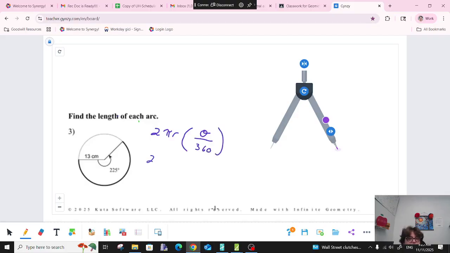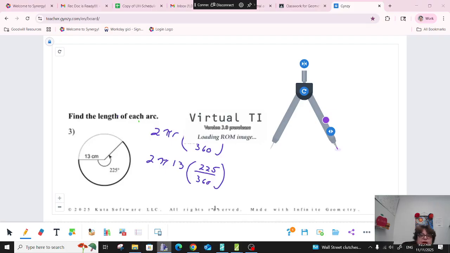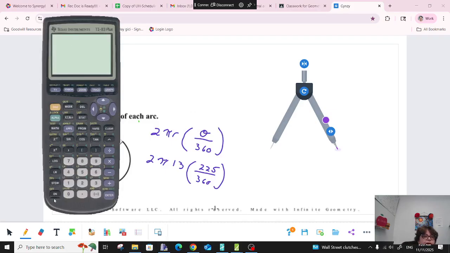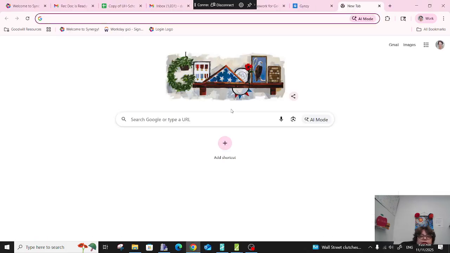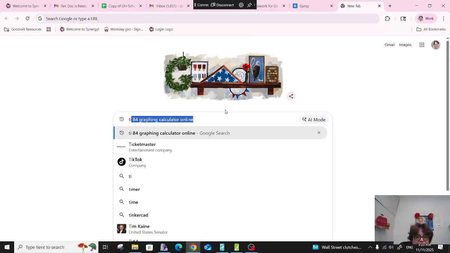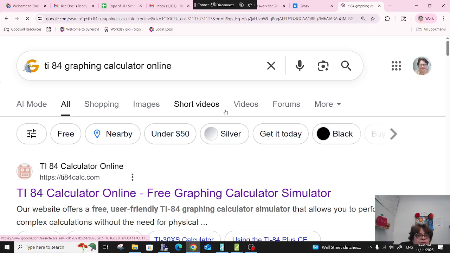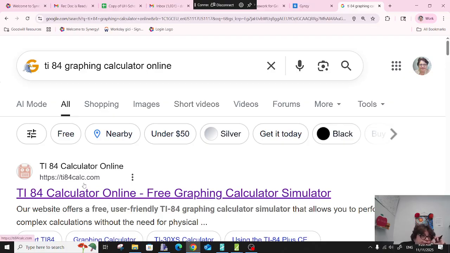So what's the radius? 13. The degree is 225 over 360. Remember, I showed you how to get a hold of that graphing calculator on your phone. It is TI 84 calc.com. Go ahead and look that up because you want it to be able to reduce your fractions, unless you want to do it by hand. That's fine, but a lot of you aren't good with your math facts.